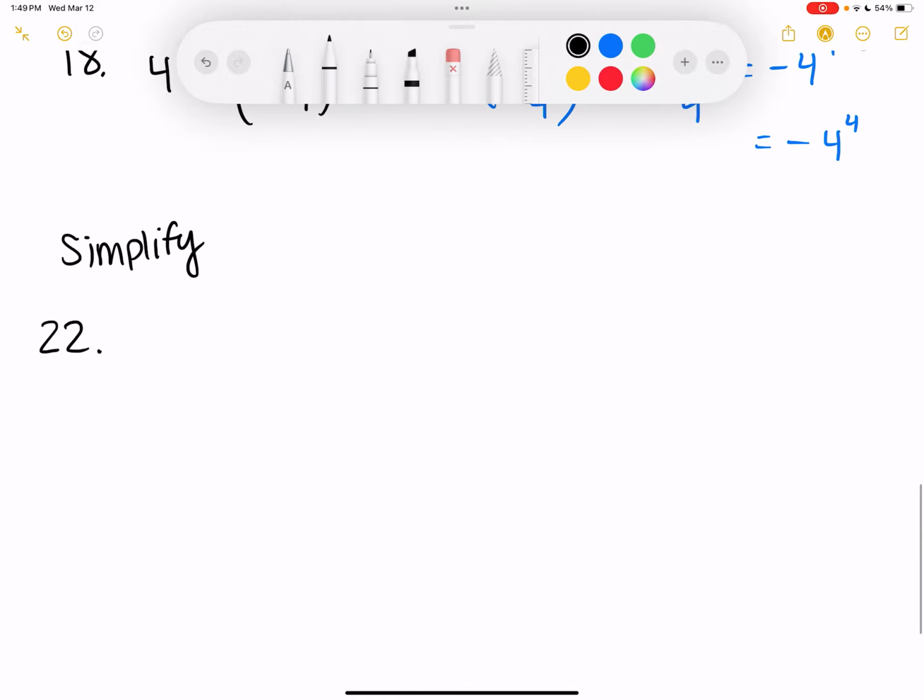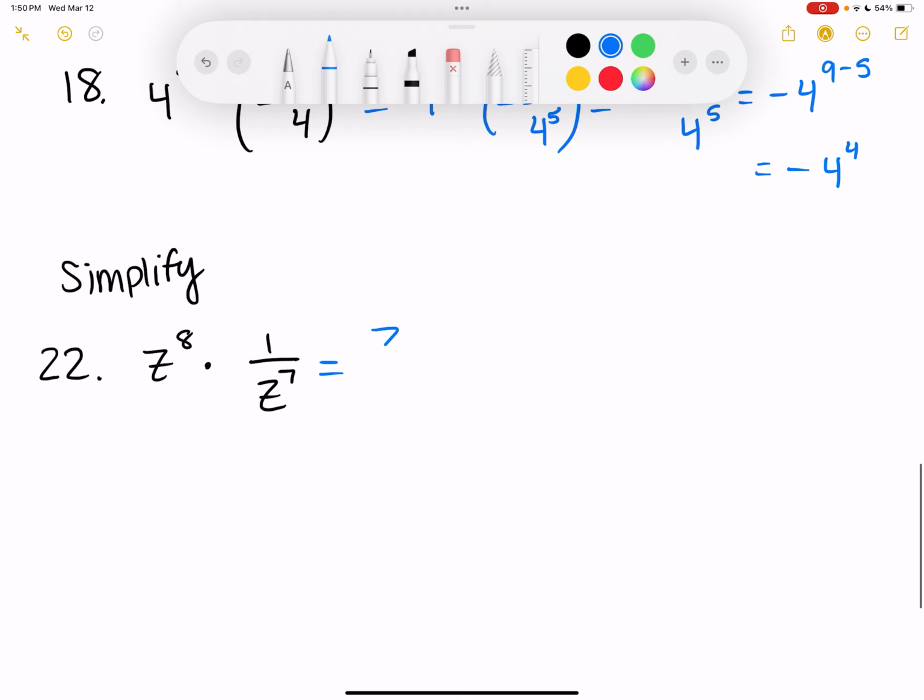So 22, z to the 8th times 1 over z to the 7th. What would I need to do first with this one? Z to the 8 over z to the 7. And that's going to give me what? Z to the first. So just z. I'm going to write this out just so we have it.